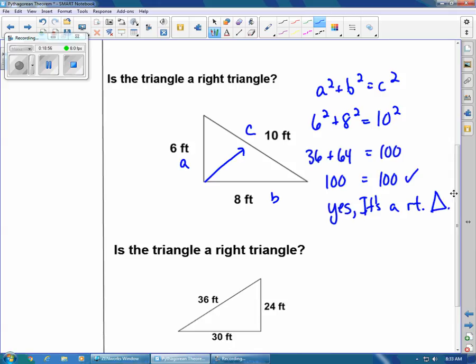Okay, I set up my work. A squared plus b squared equals c squared. I plugged in my numbers, checked to see if both sides of the equation were true. They were, so I know it's a right triangle. I could have said 8 squared plus 6 squared. This could have been my A, this could have been my B. They are interchangeable. It does not matter. What matters is that the longest side, the 10 feet, is my C side.